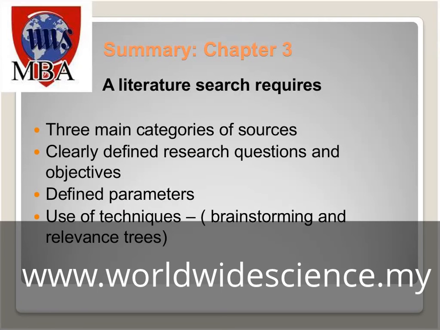Actually, they do it. So as a summary of chapter 2, session 3: a literature search requires three main categories of sources. So we talked about the three main categories of sources of literature. Clearly define the research question and objective. This is the point of the literature review. Why do we do a literature review? Because we want to explore our research question and objective, define the parameters of the research, and also use the techniques for doing the literature review.